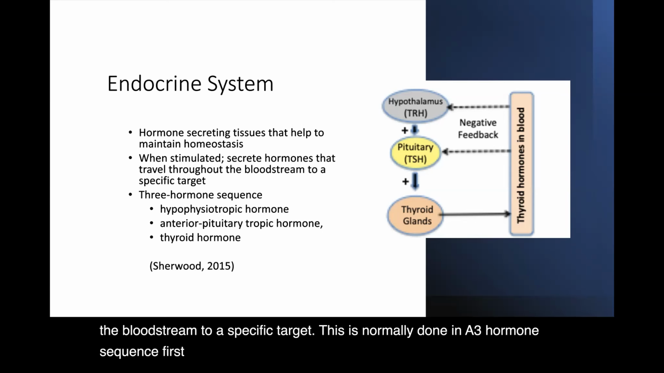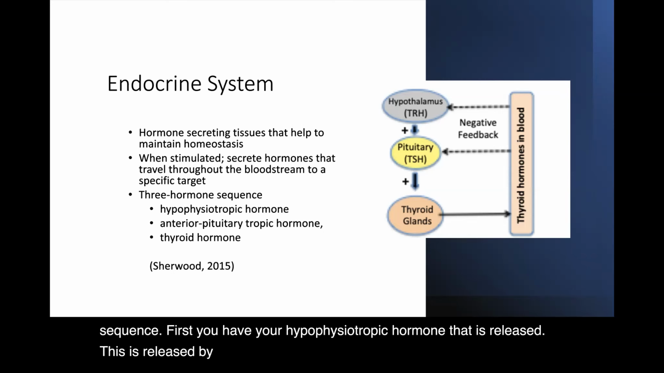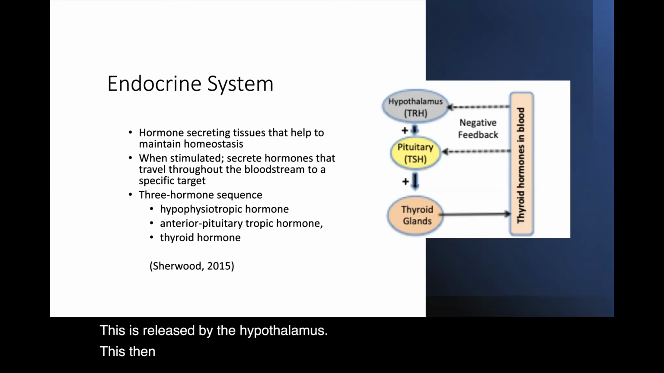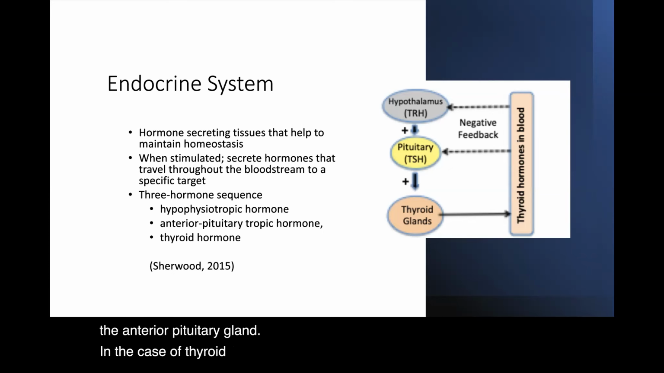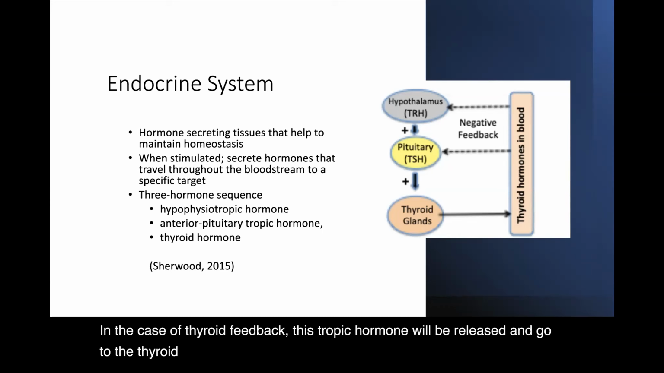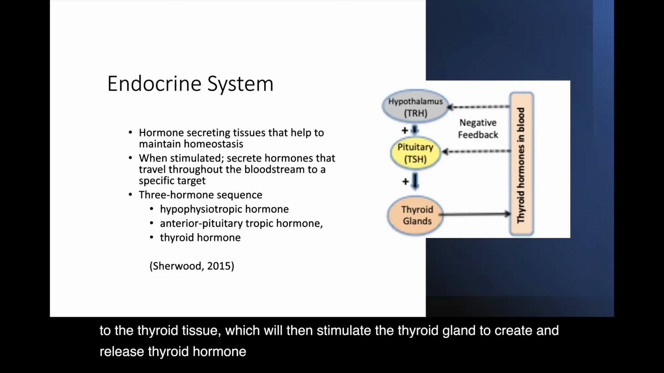First, you have your hypophysiotropic hormone that is released. This is released by the hypothalamus. This then stimulates the anterior pituitary tropic hormone to be released by the anterior pituitary gland. In the case of thyroid feedback, this tropic hormone will be released and go to the thyroid tissue, which will then stimulate the thyroid gland to create and release thyroid hormone. There's an image on the right that shows this process.